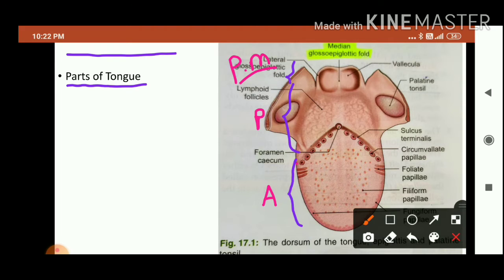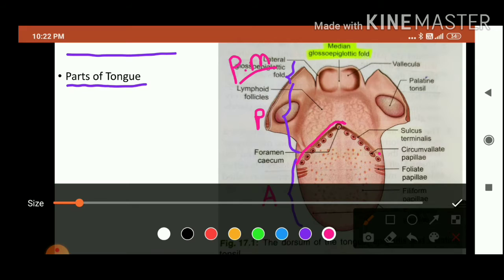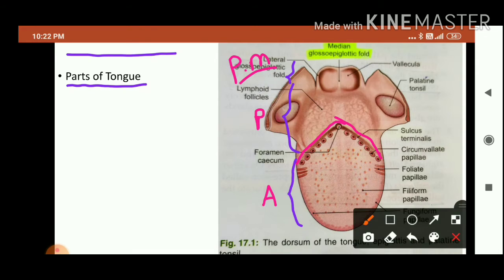Now, you can see there is a V-shaped margin. Yes, you can see this V-shaped margin that I am drawing right here. It separates the anterior part from the posterior part. The apex of the V is pointing posteriorly, and it is called sulcus terminalis. Sulcus terminalis is basically a depression present on the superior surface of the tongue, and it divides the anterior part from the posterior part.